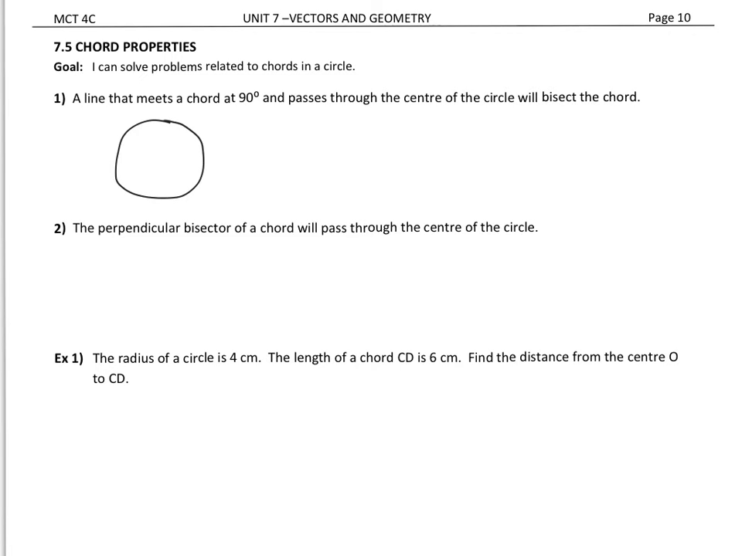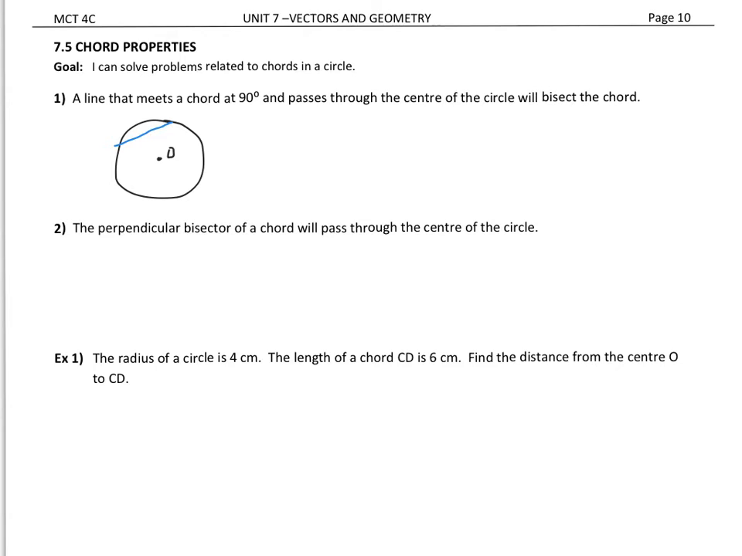Okay, so there's a circle. And I'm going to draw a chord to the circle. And remember, a chord just goes from one spot on the circumference to another spot. So I have my chord. Now, if I have a line that meets that chord at a 90-degree angle, and it passes through the center of the circle, so I'm going to draw my center here. There's roughly the center. I'm going to label that with the letter O to indicate that's a center.